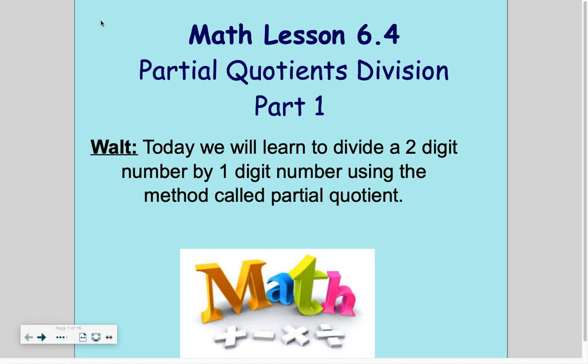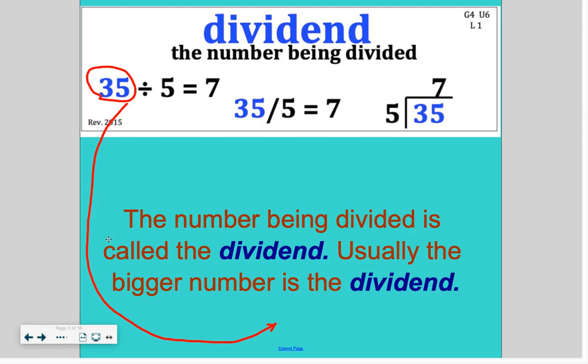Today's math lesson is 6.4, partial quotient division. Today we will learn to divide two-digit numbers by one digit using the method called partial quotient. Before we start the lesson, let's go over some vocabulary words which are very important for today's lesson.